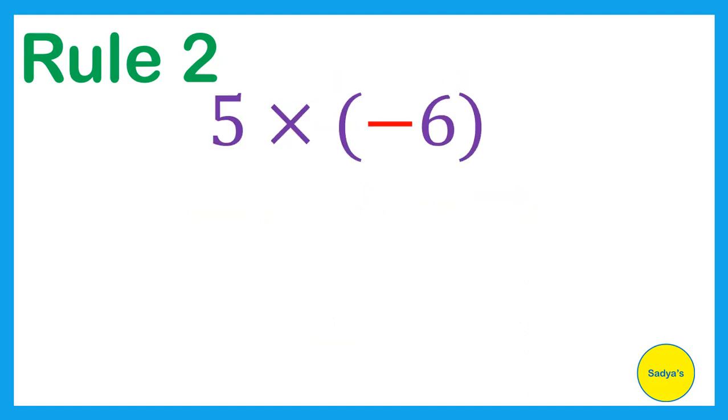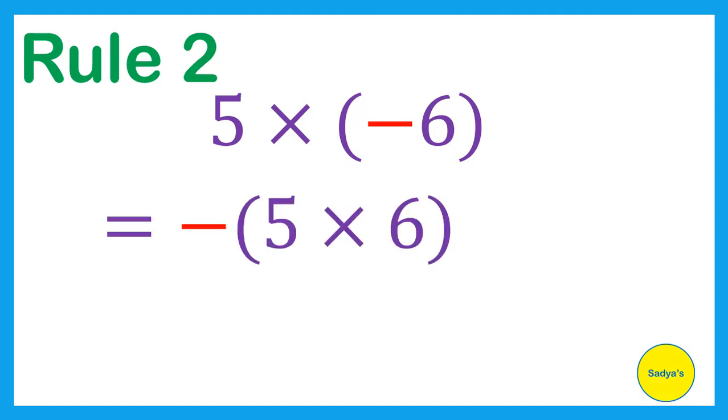Let's look at another example. 5 times negative 6. Here 5 is a positive number and 6 is a negative number. Since one number out of the two is negative, it means the answer should be a negative number. So we can write the negative sign first and then we can multiply the two numbers together, 5 into 6. And since we know that 5 into 6 is 30, the answer is going to be negative 30.